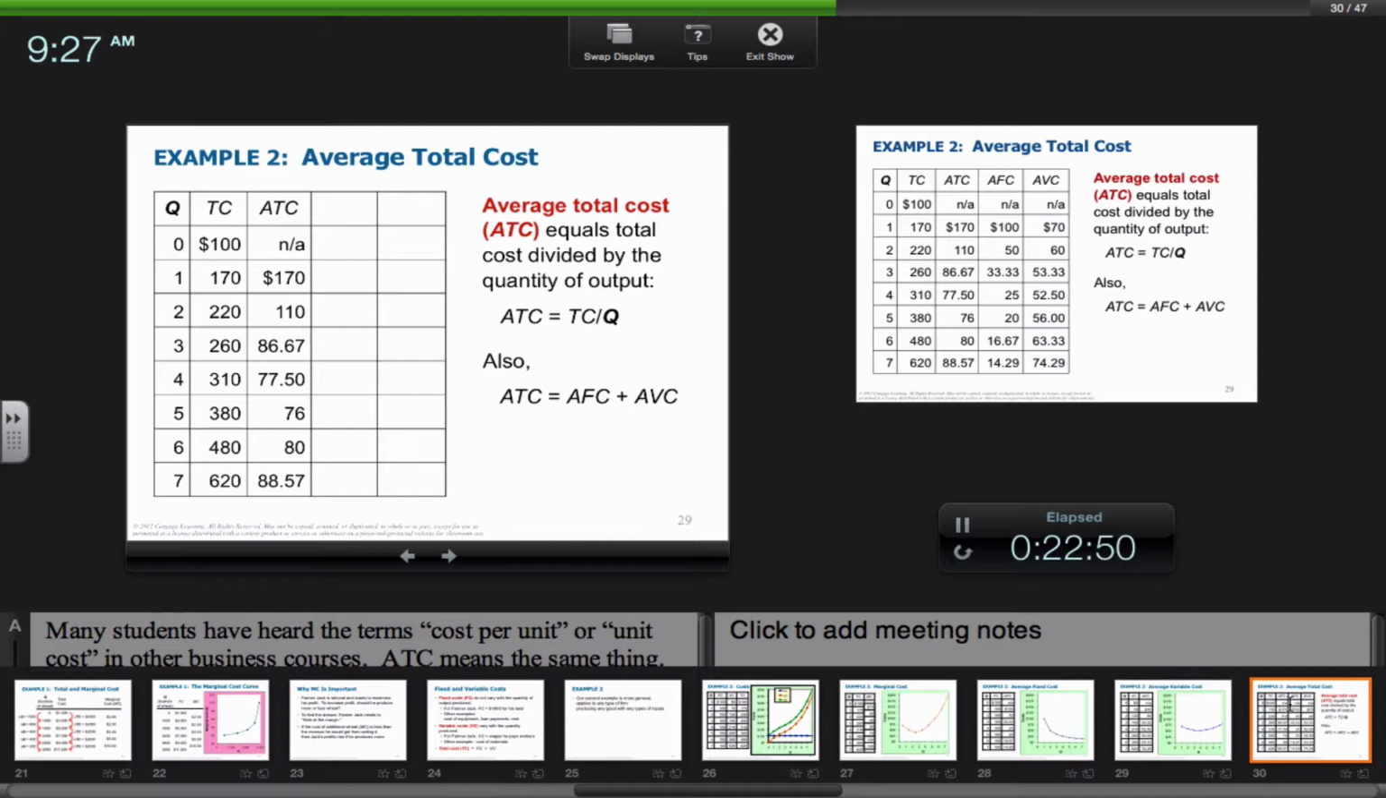If you add the averages, you get the average total cost. Or you can do the division. What's the point in showing you both of these equations? Because if you have already calculated total cost, just calculate your average total cost this way. If you haven't, if you've only done average fixed cost and average variable cost, calculate it this way. Why do more math that you don't have time to do?